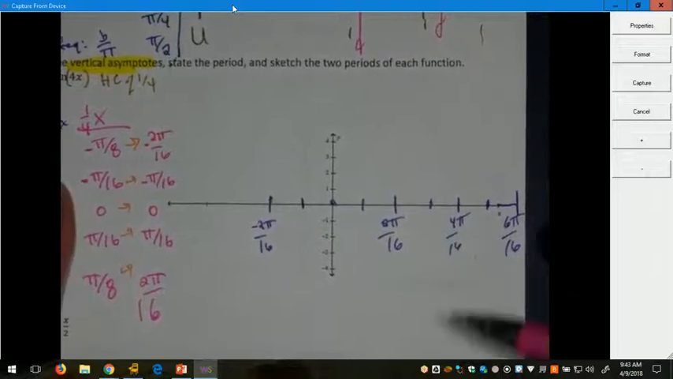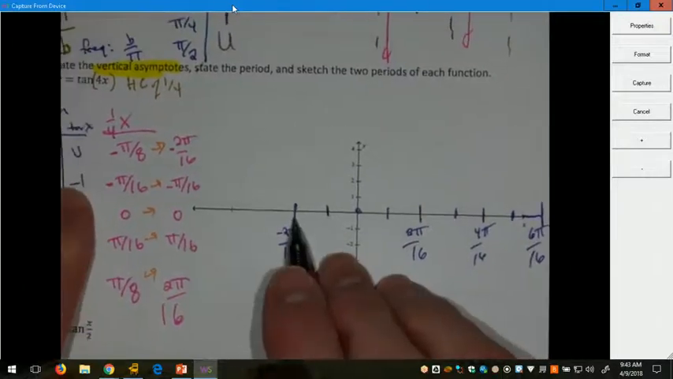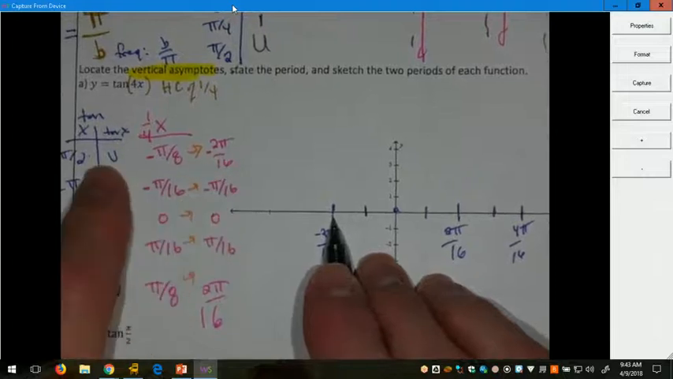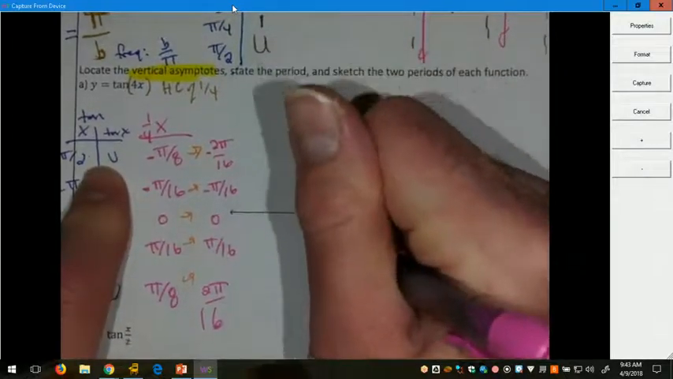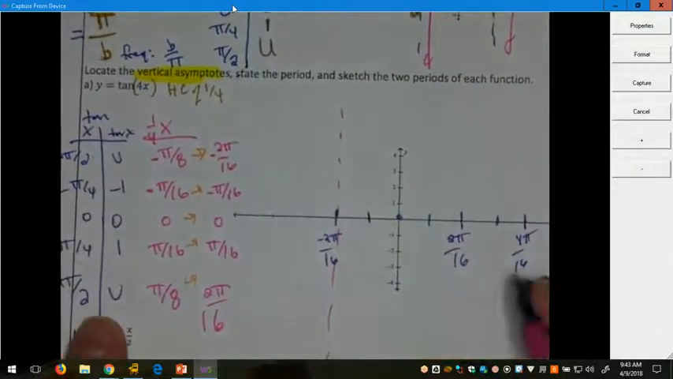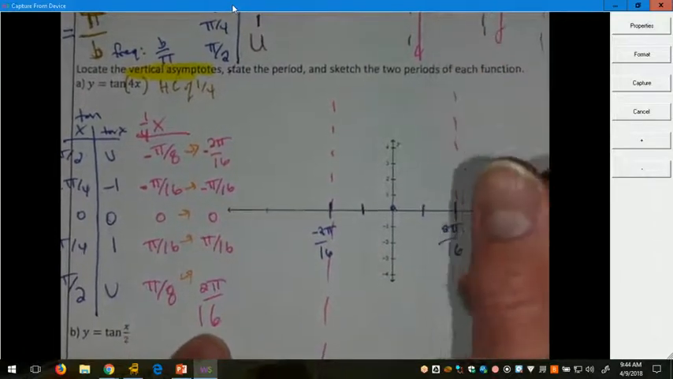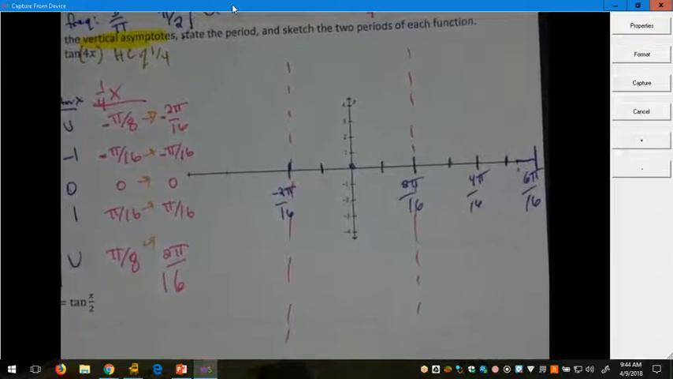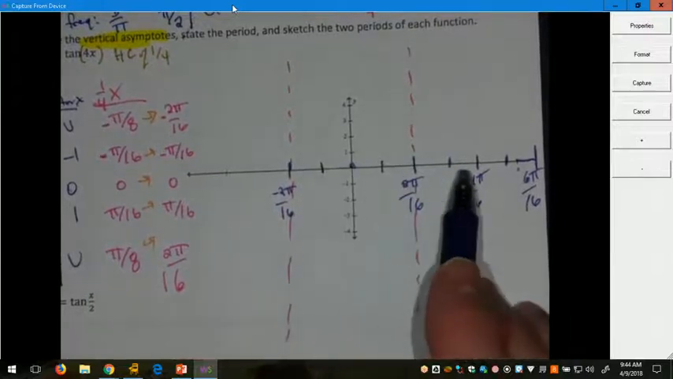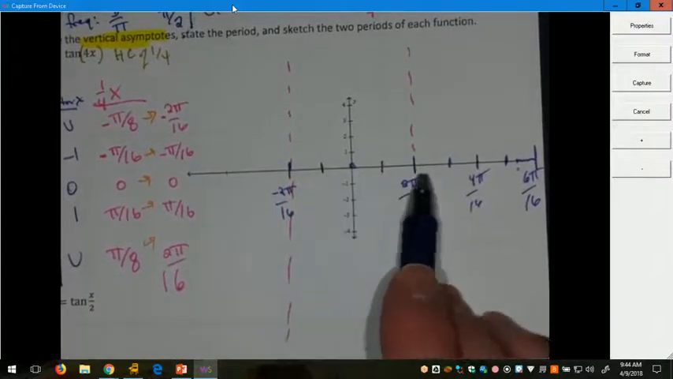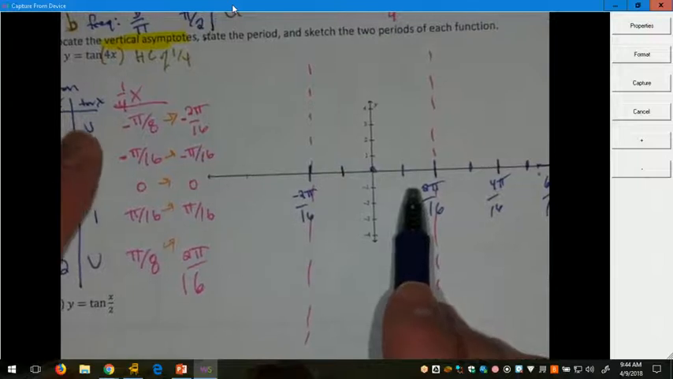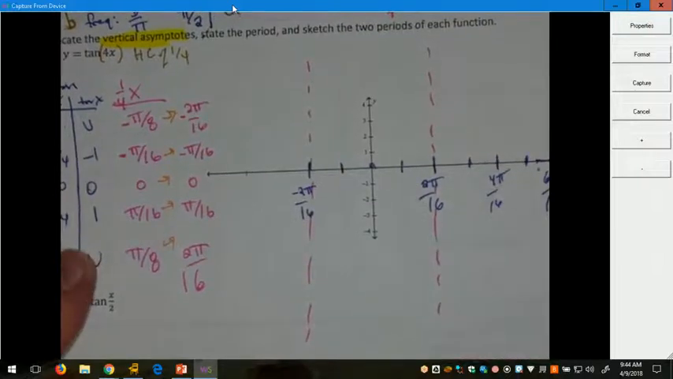I'm going to plot these values at negative 2 pi over 16. I have to do the undefined vertical asymptote, and the same thing at 2 pi over 16. Notice there are 3 points between those, and when I have 3 tick marks equally spaced, I'm supposed to go negative 1, 0, and 1.